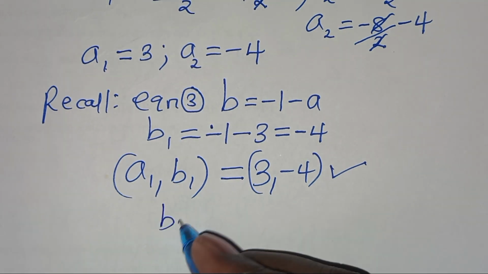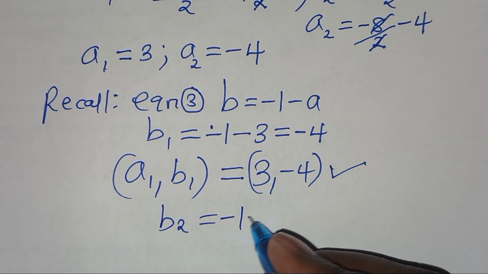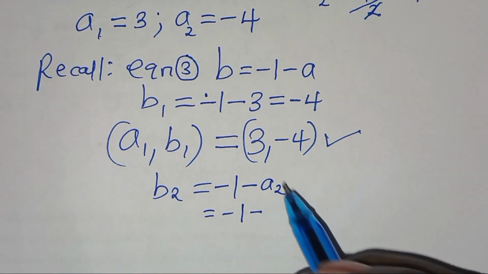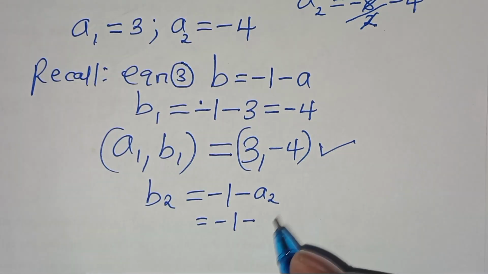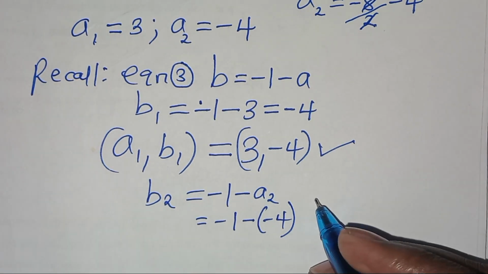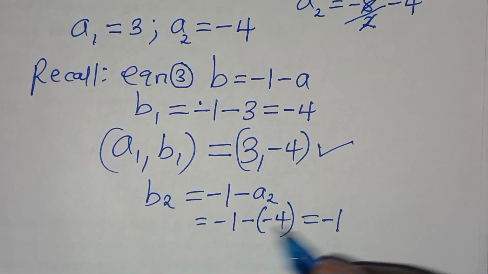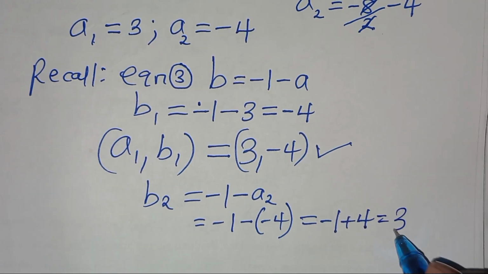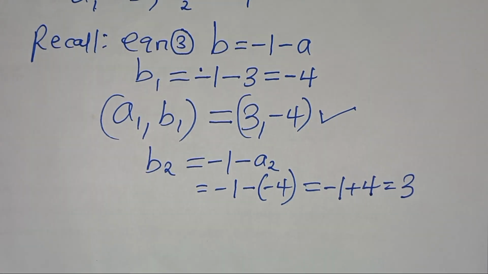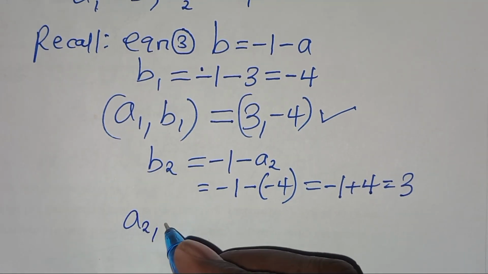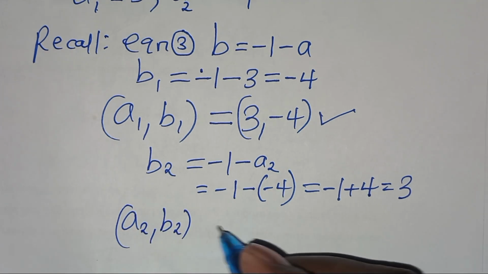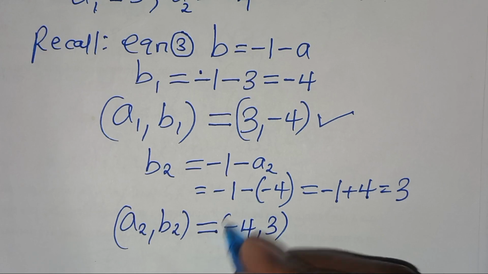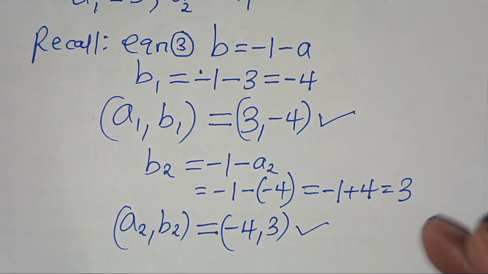And then b2 here will be equal to negative 1 minus a2. And this is minus 1 minus a2, which is basically equal to minus 1 minus minus 4. Minus times minus 4, this is plus 4. And this is equal to 3. So this implies that a2, b2 is equal to negative 4, 3. So we have two sets of solutions here.